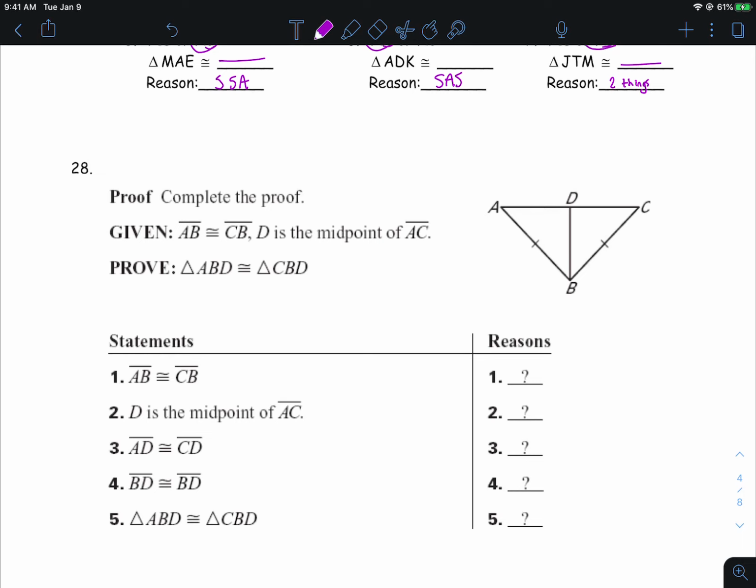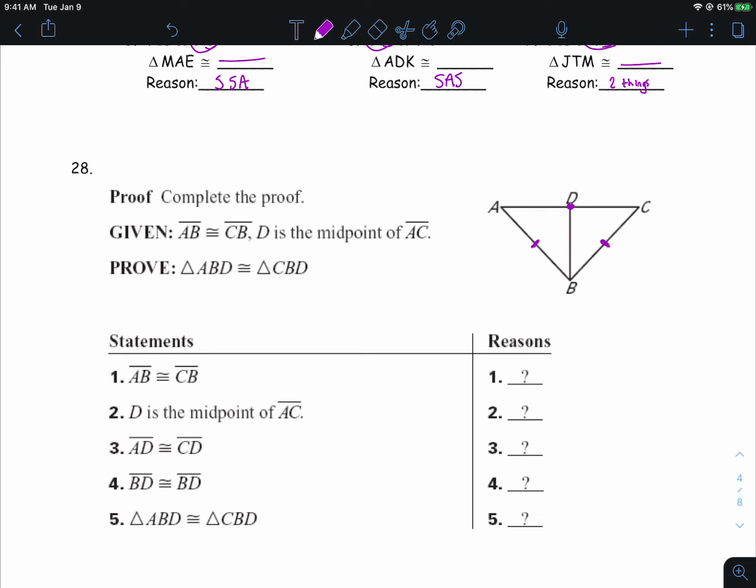All right, here we go. We got a couple of proofs here that we're going to go through. We're given that AB is congruent to CB, and that is already marked for us right there. And then D is the midpoint of the full side here, AC. So that means something here about the two little pieces that make up AC. And then we're going to prove that the two triangles are congruent.